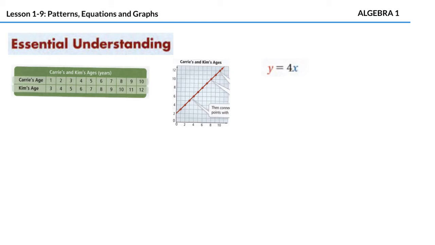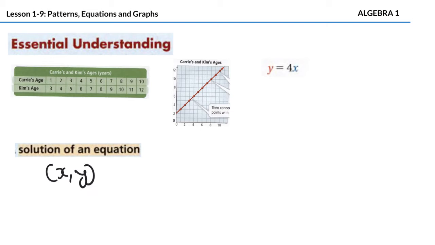So what do we mean by a solution of an equation? A solution of an equation with two variables, say x and y, is any ordered pair (x, y) that makes the equation true. The relationship between the variables x and y, any ordered pair that will make the equation true, is the solution of the equation. Let's work out a few examples to understand this concept.